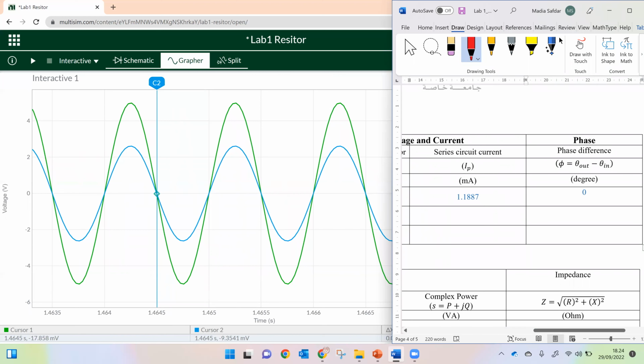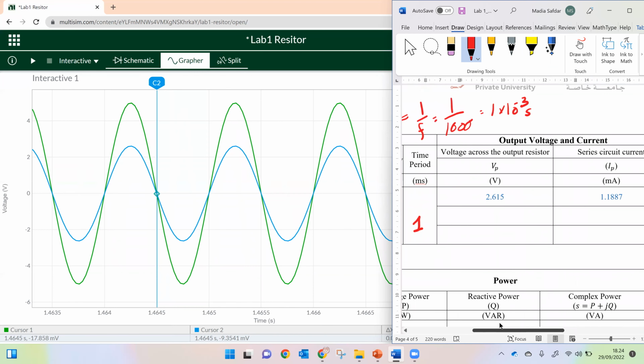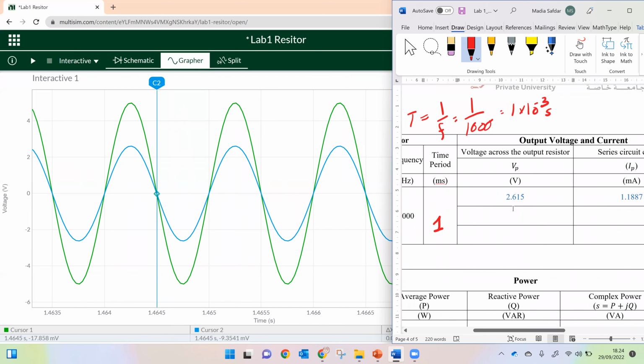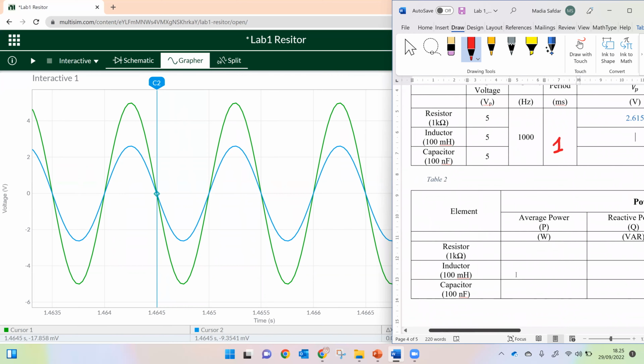Why? Because this is resistor. In resistor, there is no phase difference. Okay, voltage and current are in phase, input and output is in phase. Now then I will go here, power.